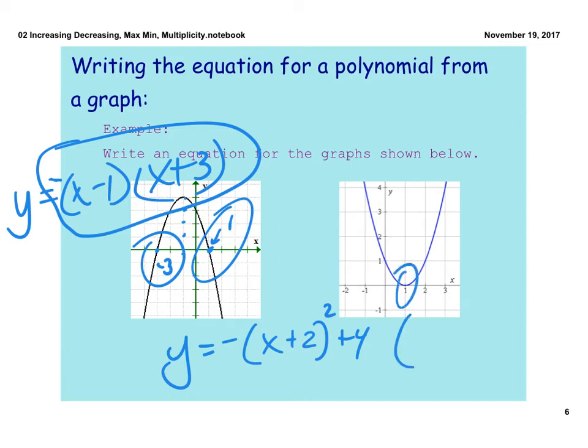Okay. Now what about this one that's bouncing here? Then what you do is this. You go x minus 1 squared. Y equals. If it's bouncing, you say squared. That's called its multiplicity.